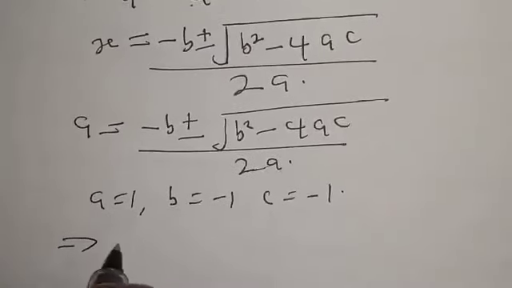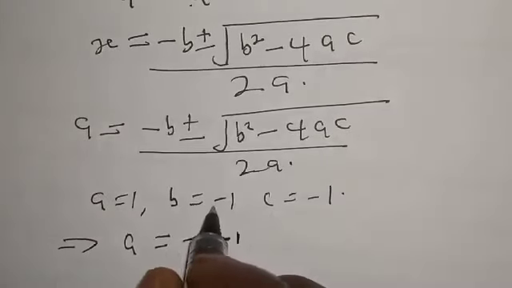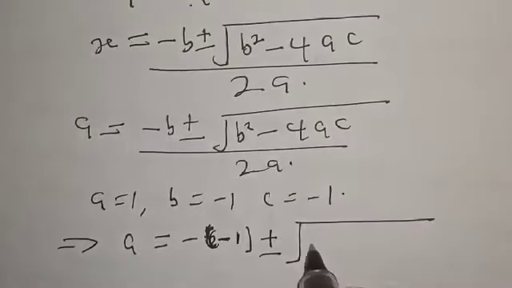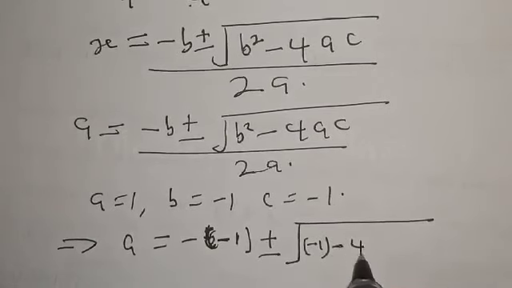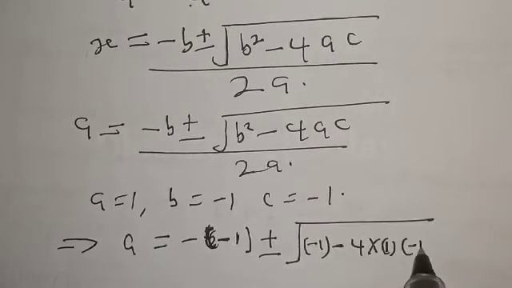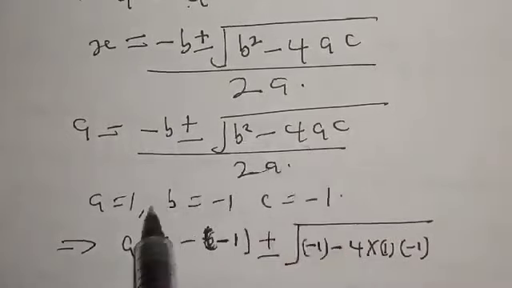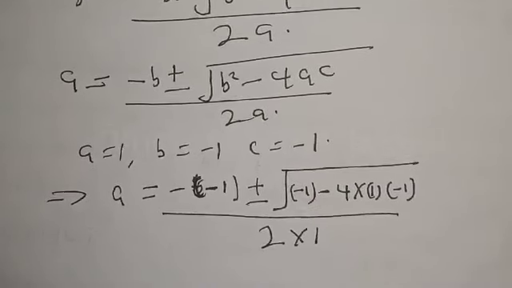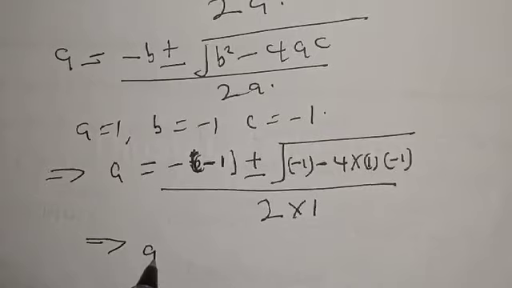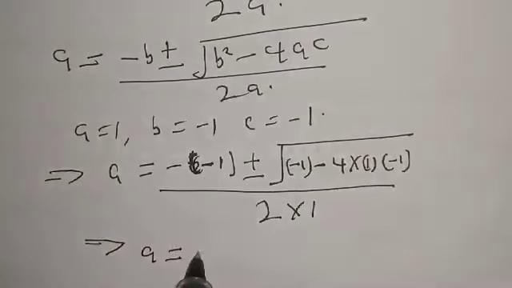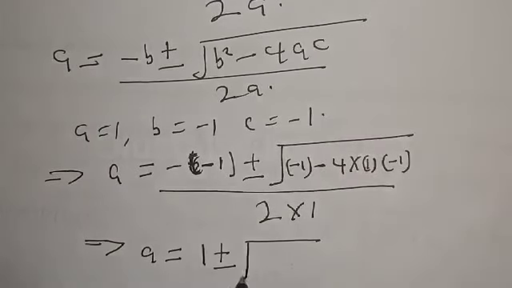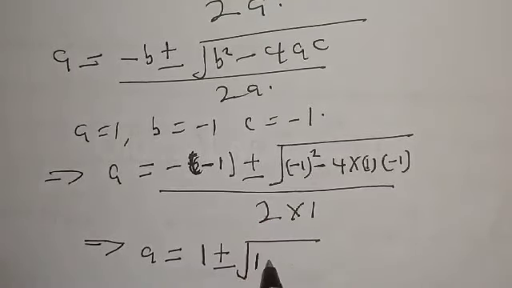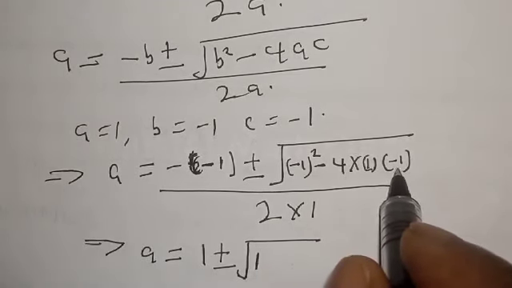This implies that we have a to be equal to minus b, that is minus minus 1, plus or minus square root of b squared, minus 1 squared, minus 4 multiplied by 1 multiplied by minus 1, because our c is also minus 1 and our a is 1, over 2 multiplied by 1. Then a is equal to 1 plus or minus square root of minus 1 squared, which is the same thing as 1, then minus 4 times 1 times minus 1 is going to be plus 4.